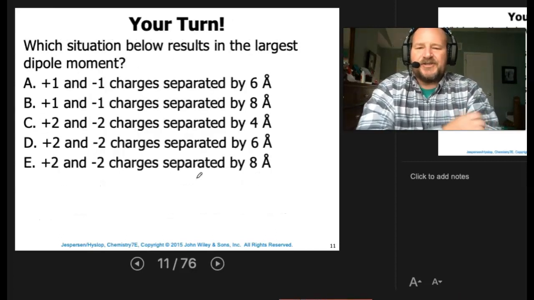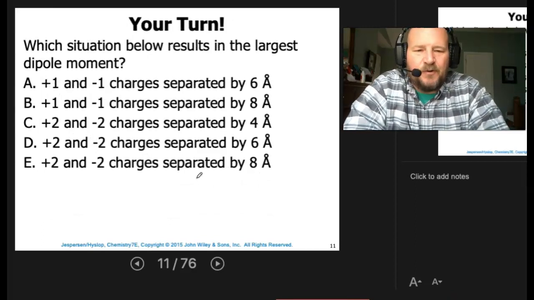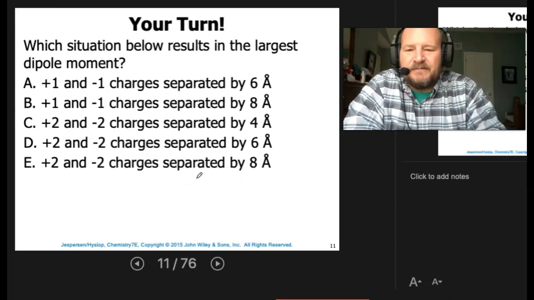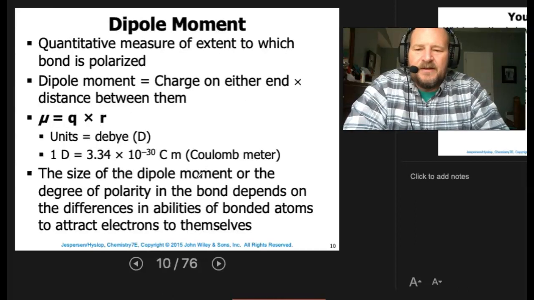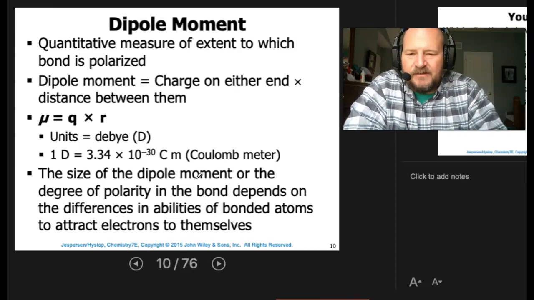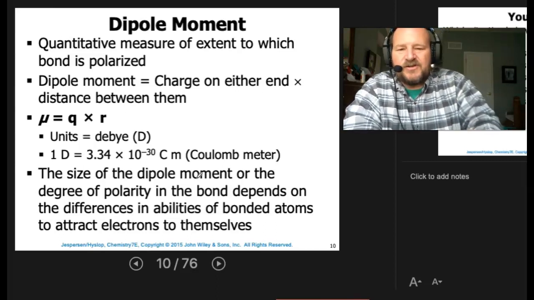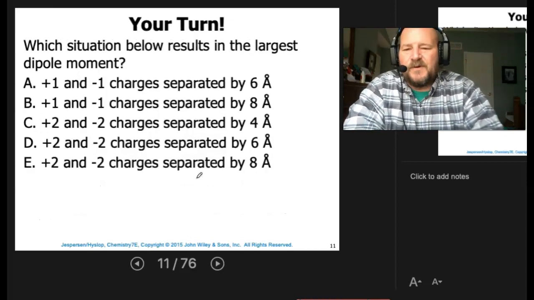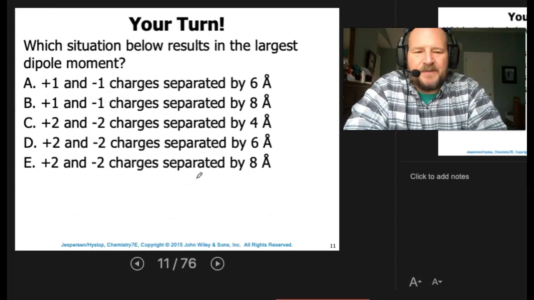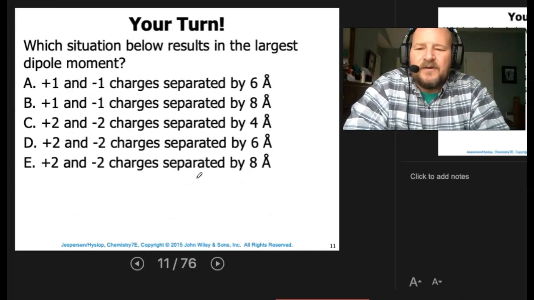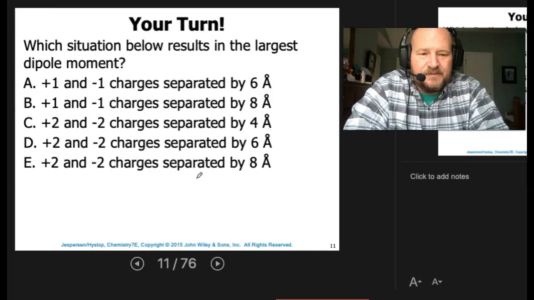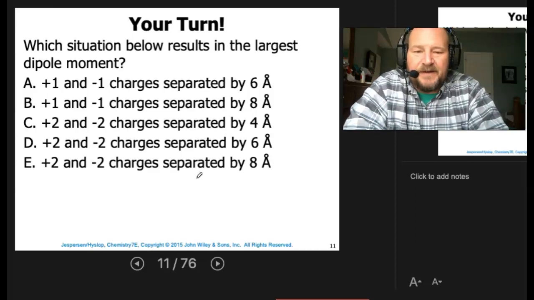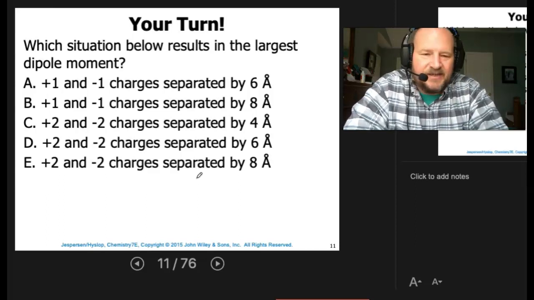All right, which situation below results in the largest dipole moment? So again, mu, the dipole moment, is equal to Q times R. So we're looking at the difference in charge on either end times the distance between them. Plus one and minus one charges separated by 6 angstroms, plus one minus one by 8 angstroms, plus two minus two by 4 angstroms, plus two minus two by 6 angstroms, plus two minus two by 8 angstroms.